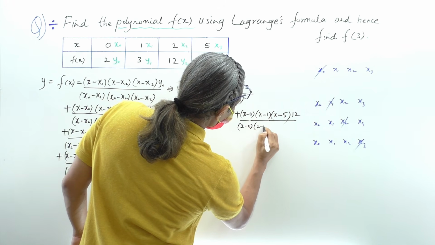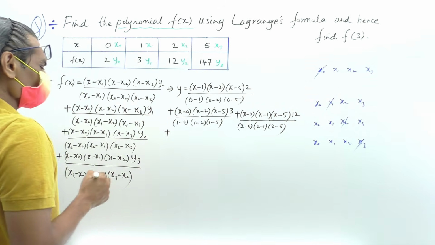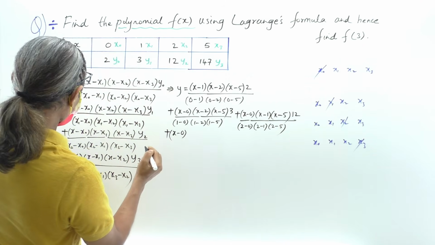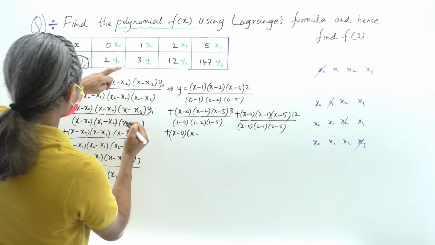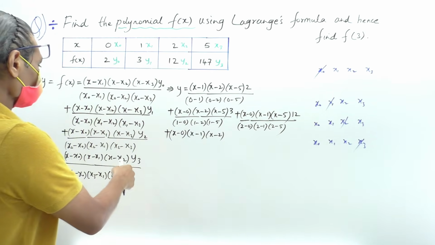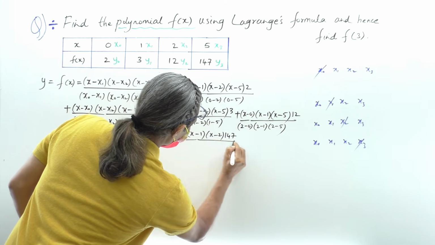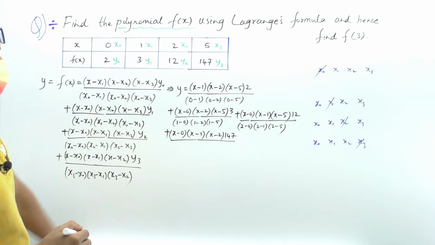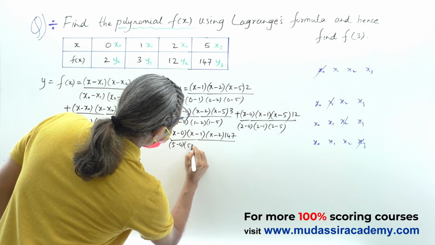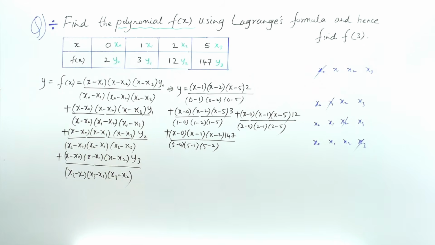0, 2 minus 1, 2 minus 5, and lastly we have x minus 0, x naught, then x minus x1 is 1, then x minus 2, okay, y3 is 147, over, finally x3 minus all the terms, so 5 minus 0, 5 minus 1, 5 minus 2, that's what we get.